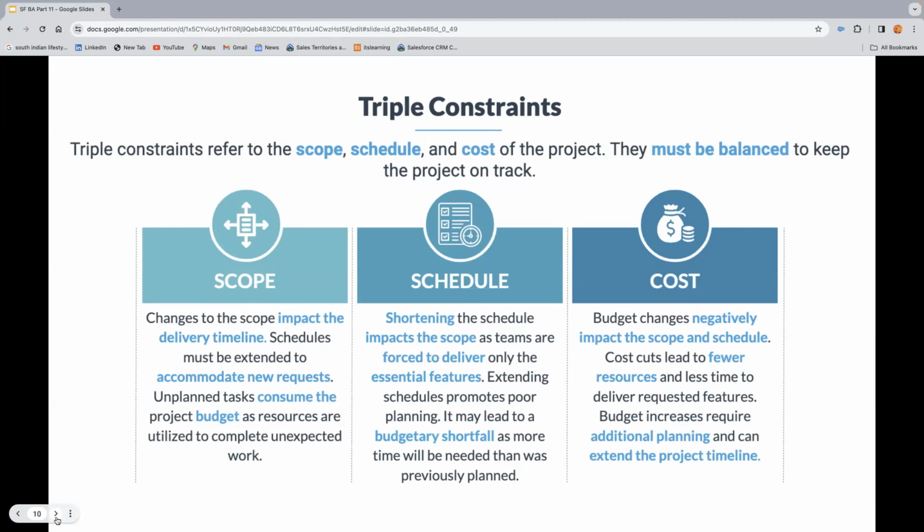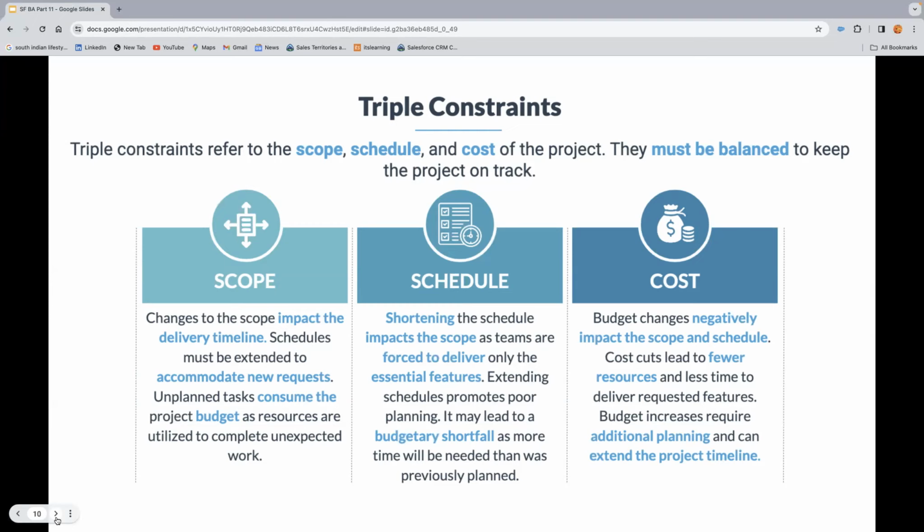Schedule. Shortening the schedule impacts the scope, as the team is forced to deliver only the essential features. Extending the schedule promotes poor planning. It may lead to a budgetary shortfall, as more time will be needed than was previously planned.